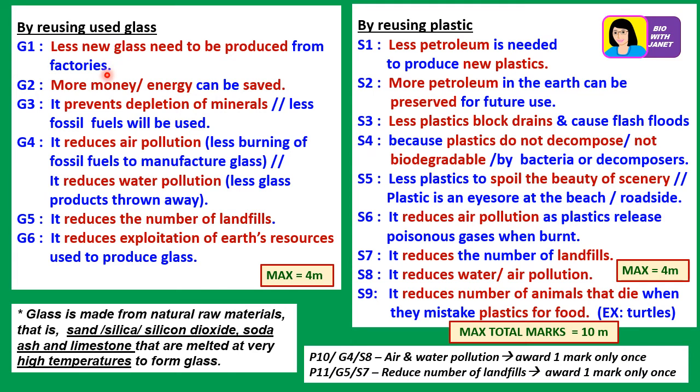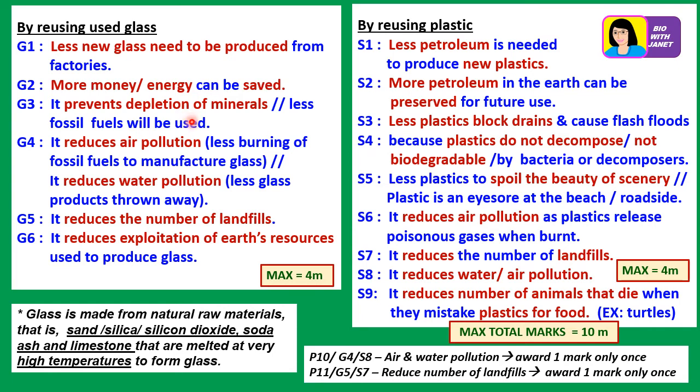More money and energy can be saved, okay, because glass is made from natural or raw materials, that is sand, silica, silicon dioxide, soda ash, and limestone. And these have to be melted at very high temperatures to form the glass. So if we recycle the glass bottles and containers, then we will use less energy to melt the glass and form the new glass containers.